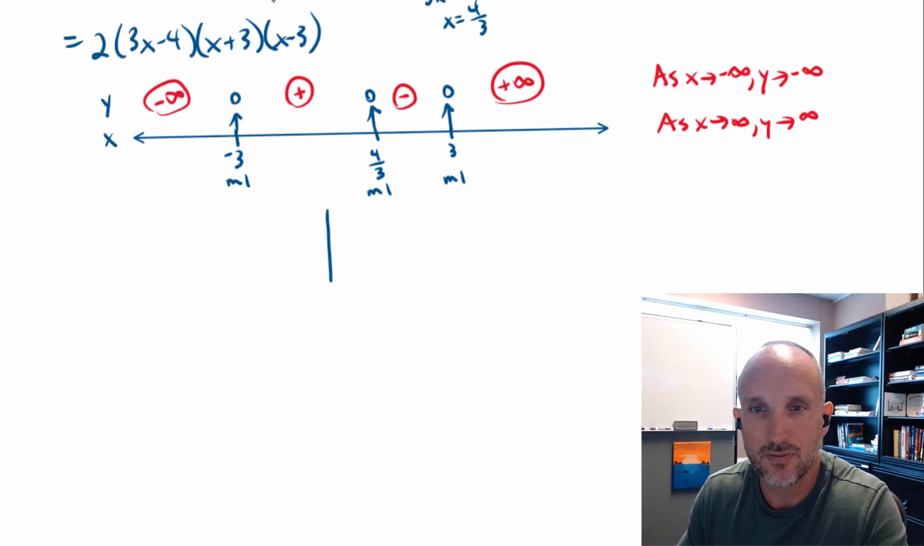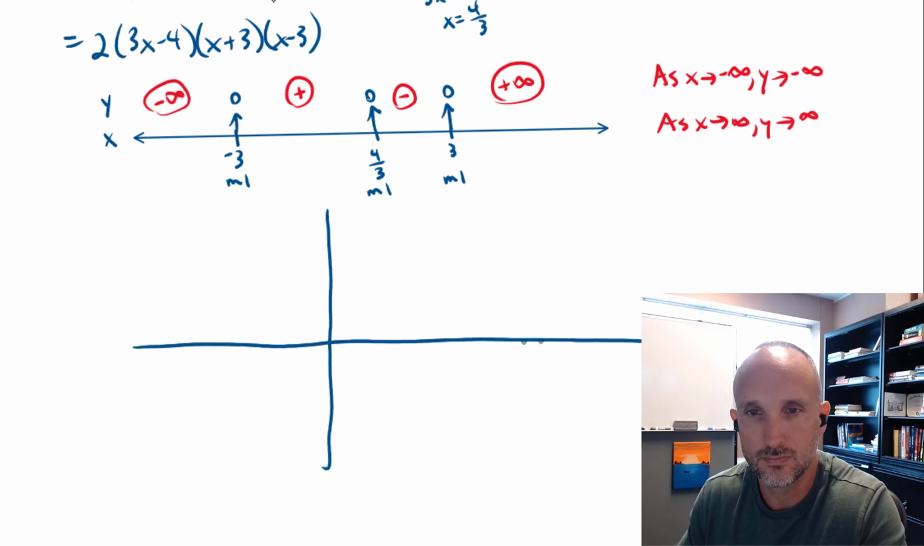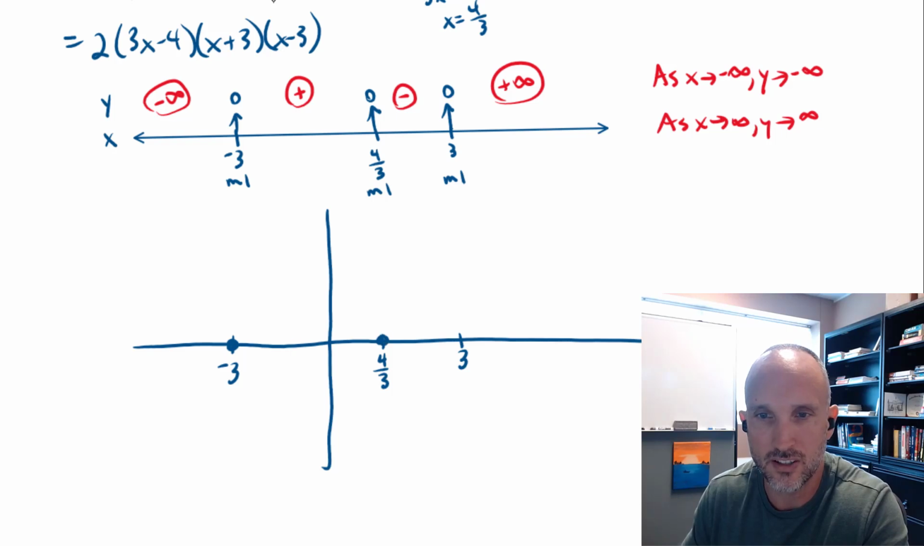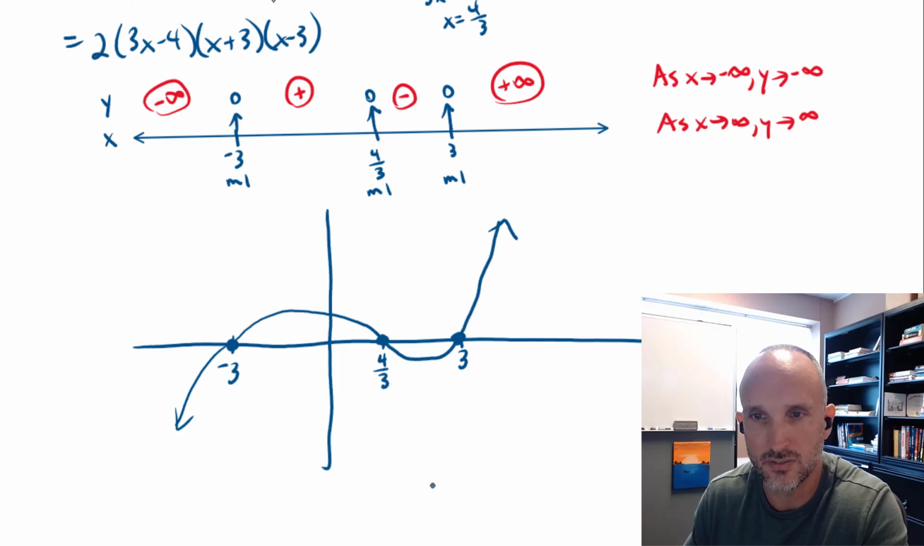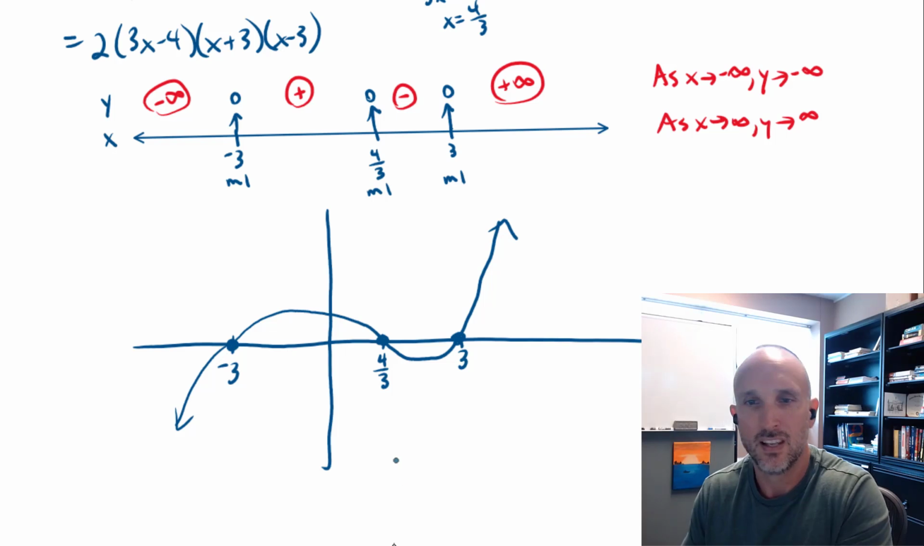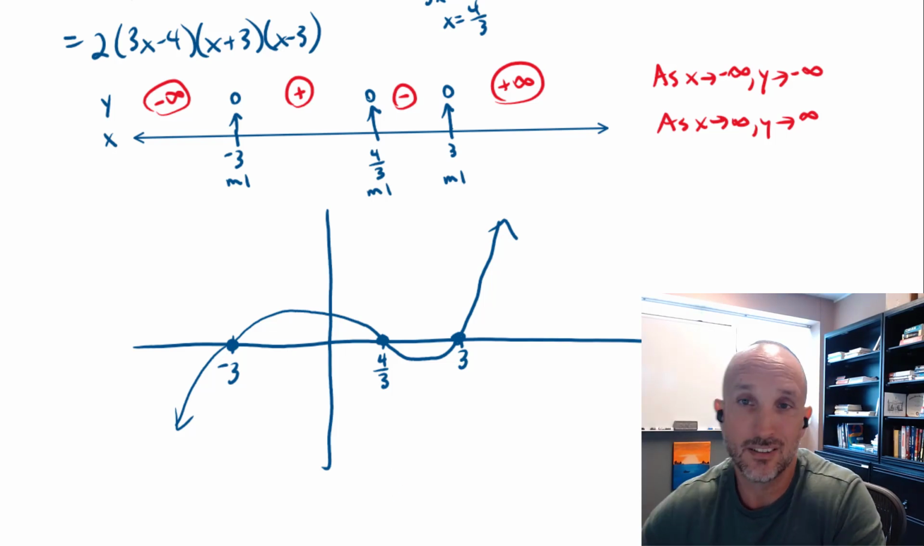Let's look at the graph now. Let's see, negative 3 is a 0. 4/3 is a 0. And 3 is a 0. So those are all x-intercepts. Then we go negative infinity. Then we go above the x-axis, below the x-axis, and then to positive infinity. And that is it for graphing polynomial functions.